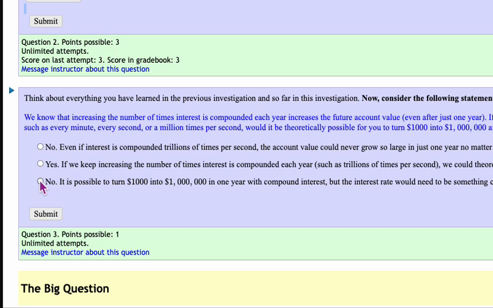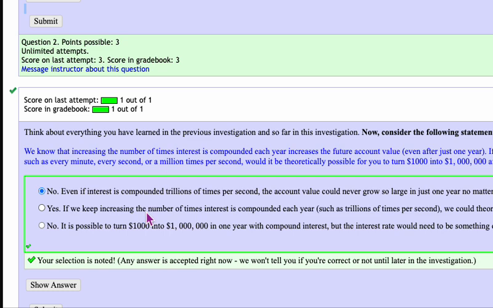into $1 million. I think it's this one maybe. Yeah, so what they're trying to tell you here is you'll end up using that PERT formula. If you put 1,000 into the PERT formula and that's e to the 1, it's like 2,700 something.